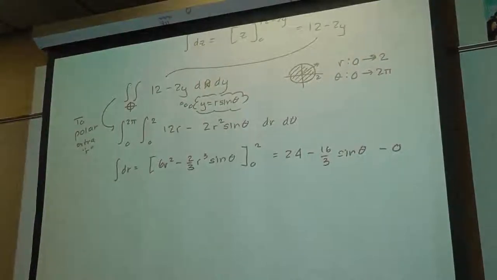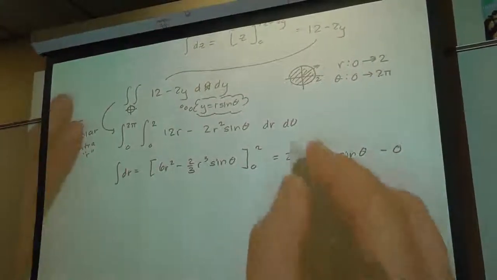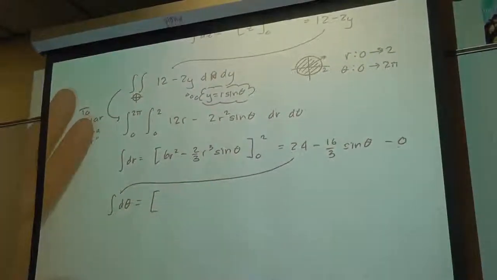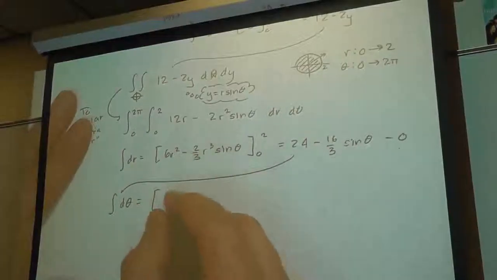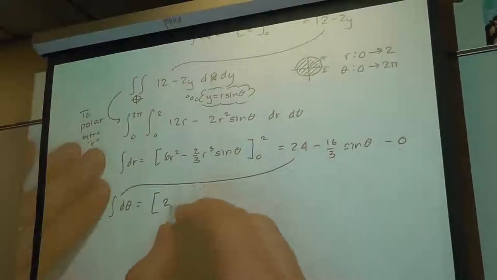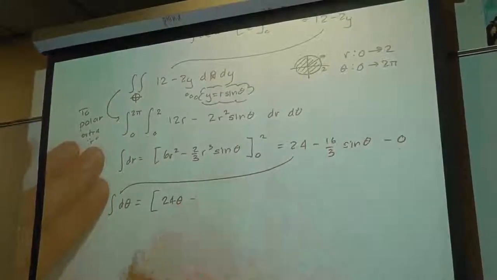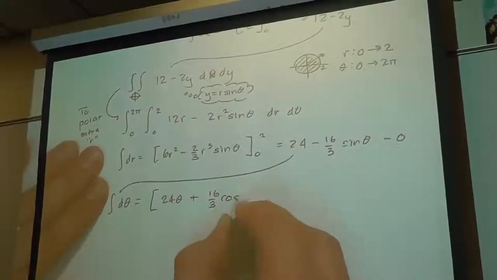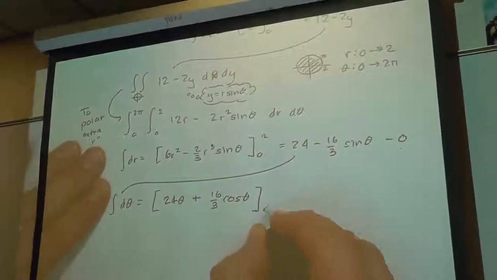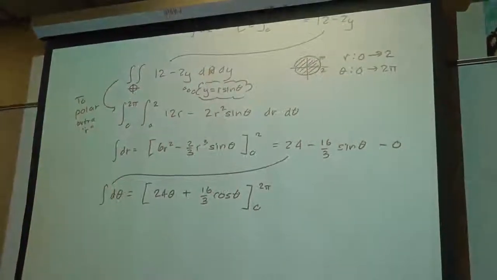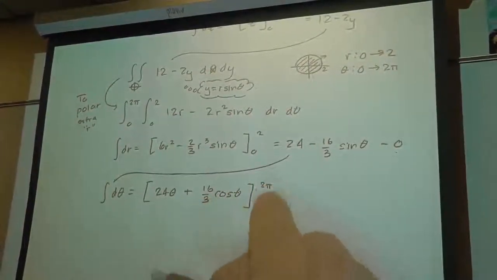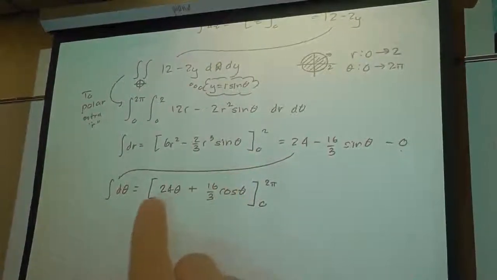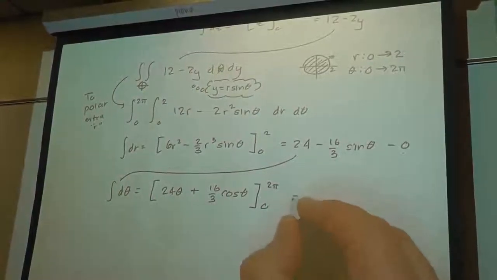And then when you integrate, are y'all okay? Then when you integrate theta, you've actually got a function of theta this time. Wahoo, look at there. So it's usually just a constant by the time you get to the theta part of the integral. 24 theta plus 16/3 cosine theta. Forgot my sine antiderivative there for a second. Cosine's value is exactly the same at 0 and 2 pi, so this part technically cancels out in the subtraction. So really you're just going to have 24 times 2 pi. You should end up with 48 pi.